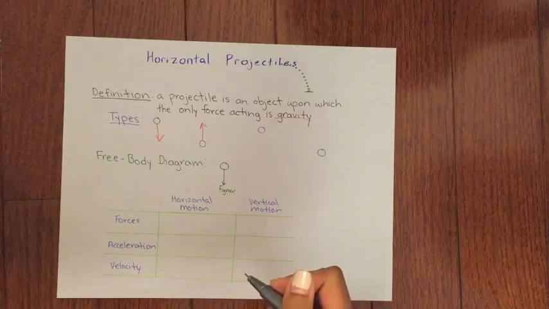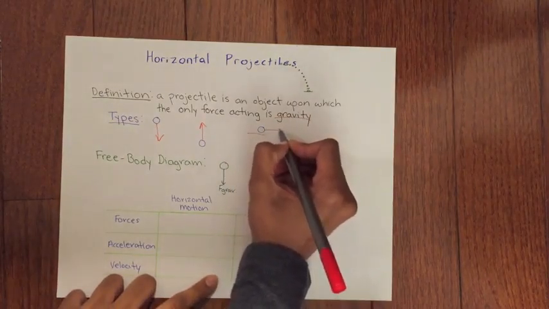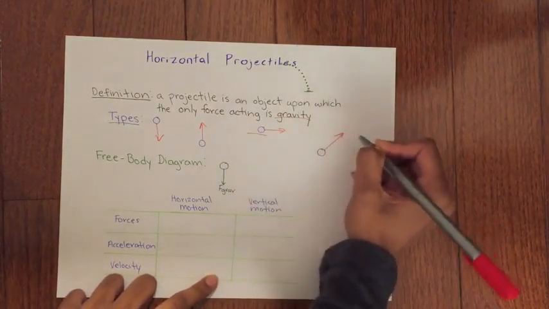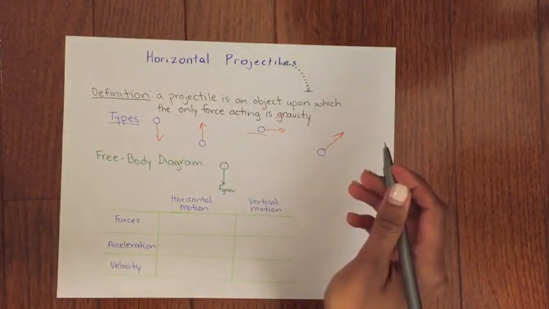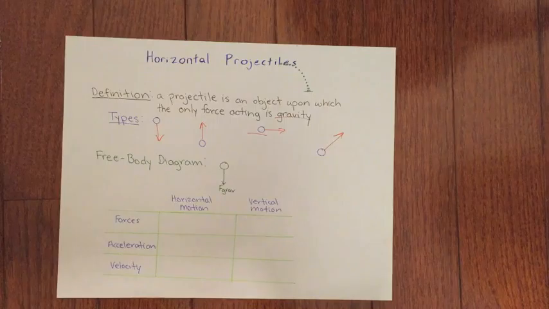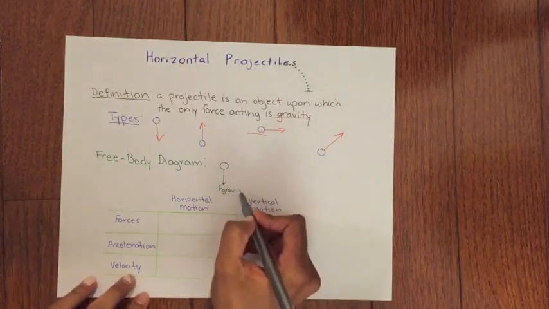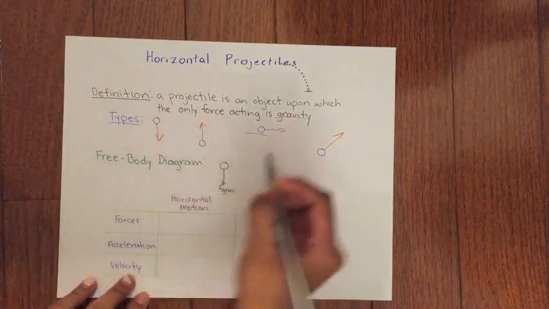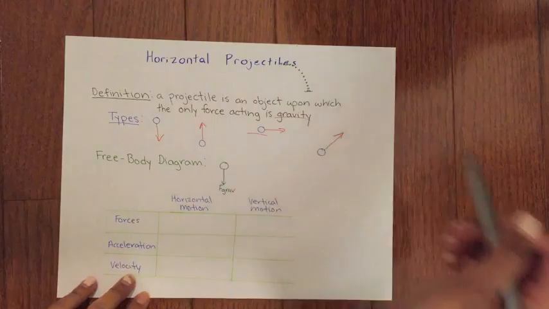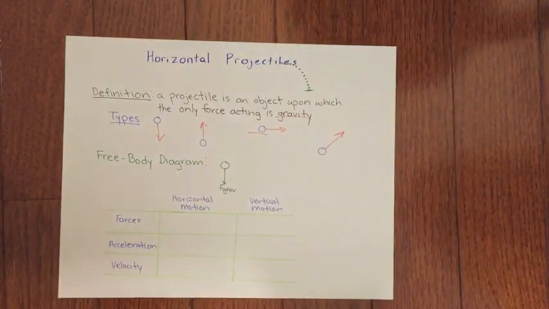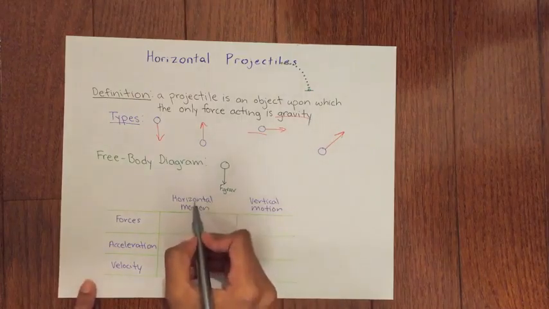horizontal projectiles, such as an object being rolled off a table, or an object being kicked up at an angle to the horizontal. Regardless of the shape of the projectile, they all have one very important thing in common, that gravity is the only force working on that object. And because of this, their free body diagram will look like this, no matter where they are in their projectile motion.